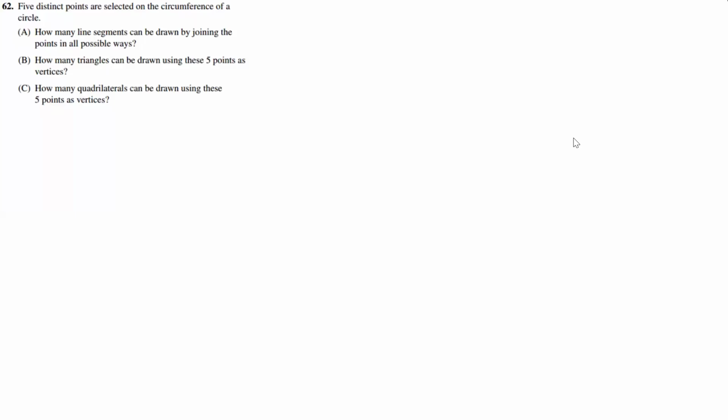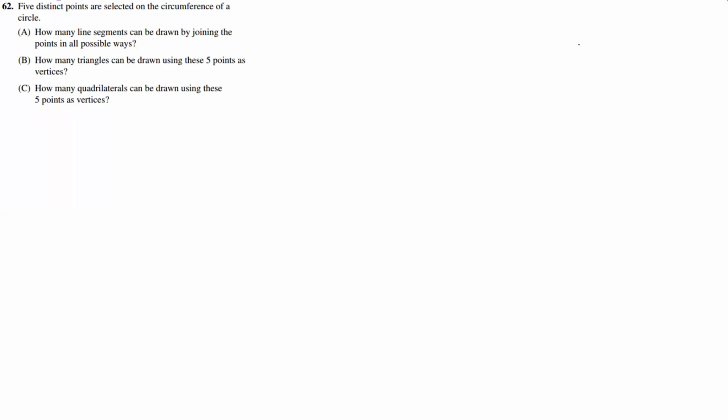All right, so here we're supposed to have five distinct points selected on the circumference of a circle. How many line segments can be drawn by joining the points in all possible ways? Then how many triangles can be drawn using these 5 points as vertices? And then how many quadrilaterals can be drawn using these 5 points as vertices?